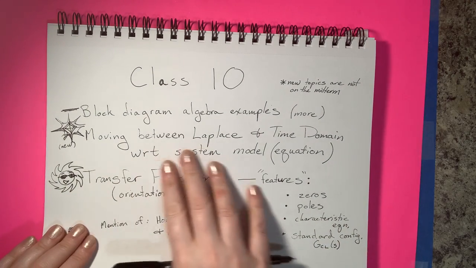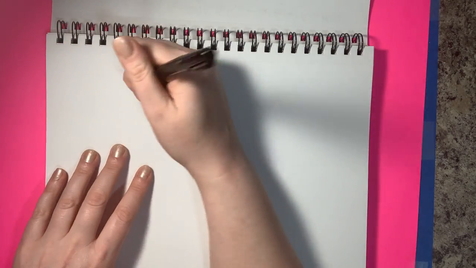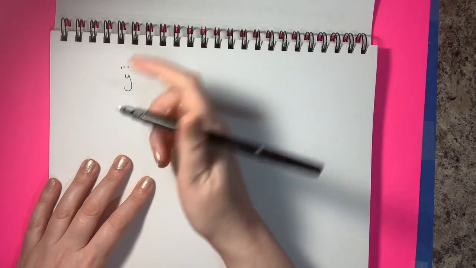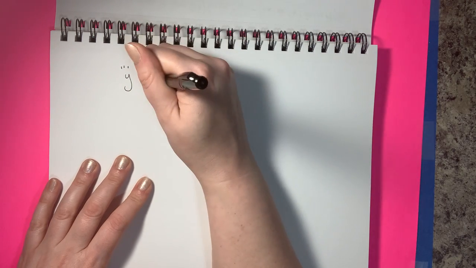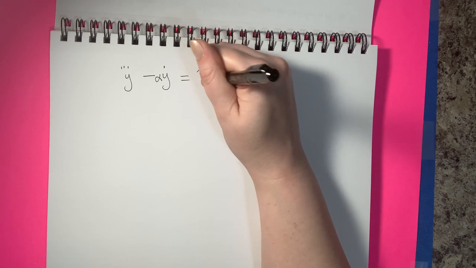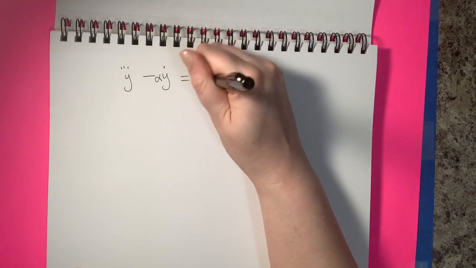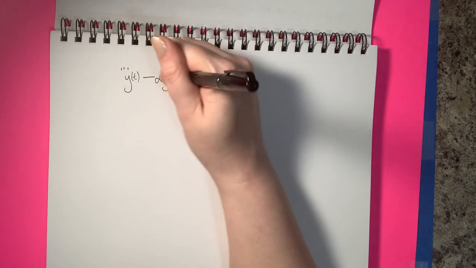The next topic is going to be moving between the Laplace and time domain with respect to the system model. So I do want to outline the function for this. We often start with a system equation, a model equation. So let's say, for example, that I have a third order system right here. And I'm going to just say I have two terms. It really doesn't matter. Let's put an alpha right here. So I am dealing with my process. I'm going to set that equal to R of T. We haven't made it over to the Laplace domain yet. So we're over here. We have a time domain equation.